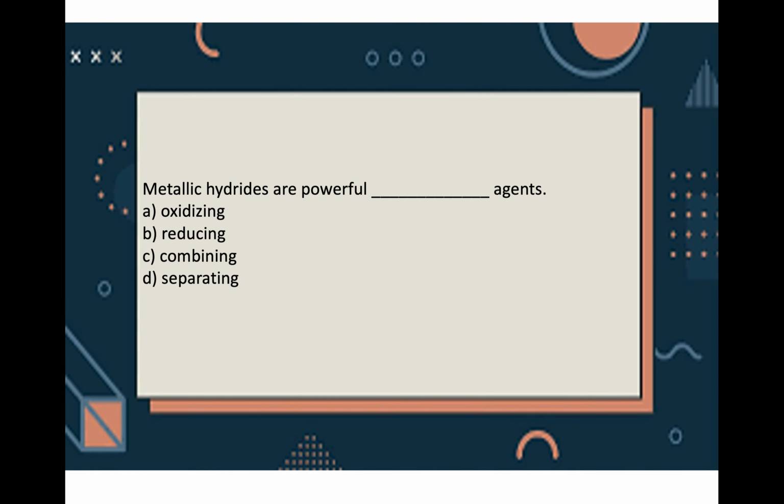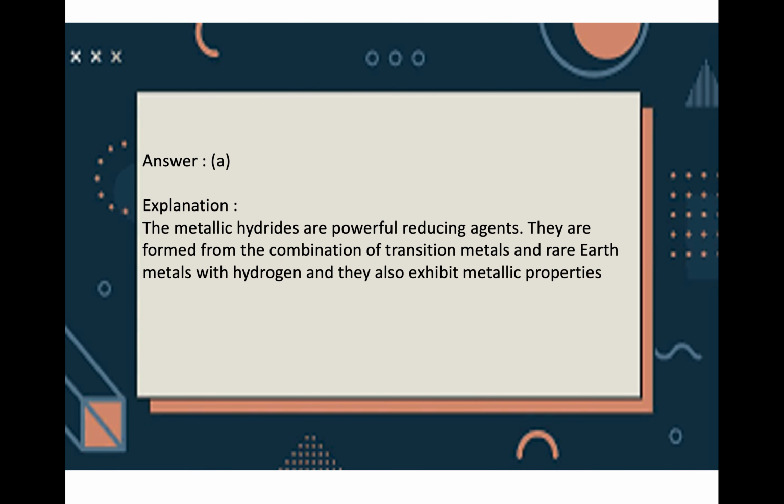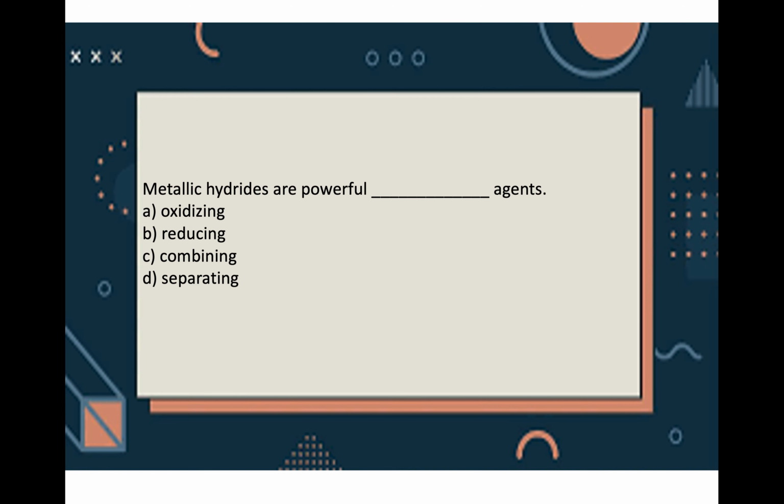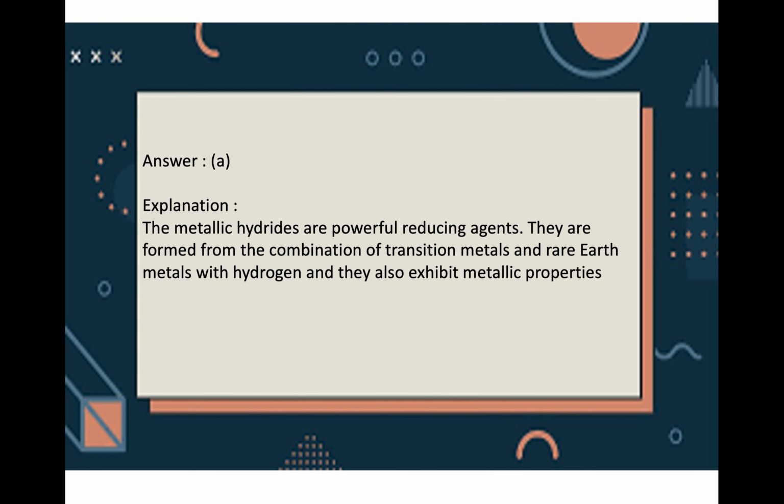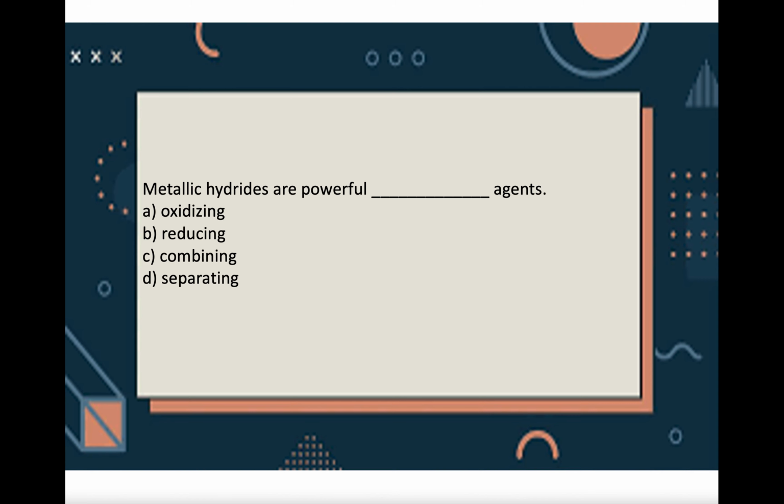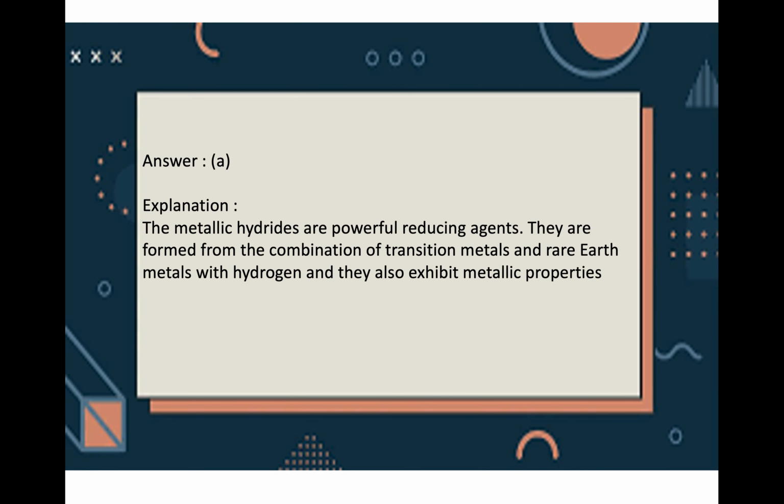Next question is, metallic hydrides are powerful dash agents: oxidizing, reducing, combining or separating. I said the answer is oxidizing, choice A, but actually metallic hydrides are powerful reducing agents, formed by the combination of transition metals and rare earth metals with hydrogen, showing metallic properties. So the answer should be choice B, reducing agent, and it was wrongly marked as choice A. So sorry, it's choice B.